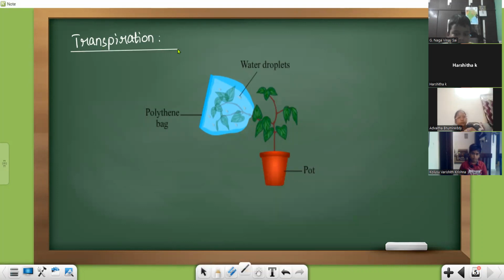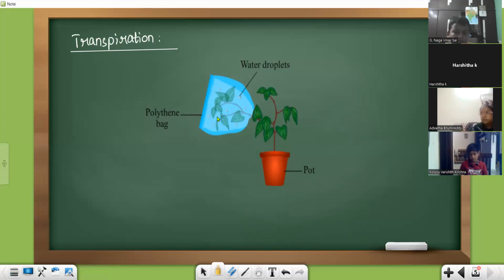For this, we are selecting a healthy plant. Can you see the healthy plant here? In that, select a branch and cover this branch with a polythene cover. Now leave the plant. After some time, what can you find here?